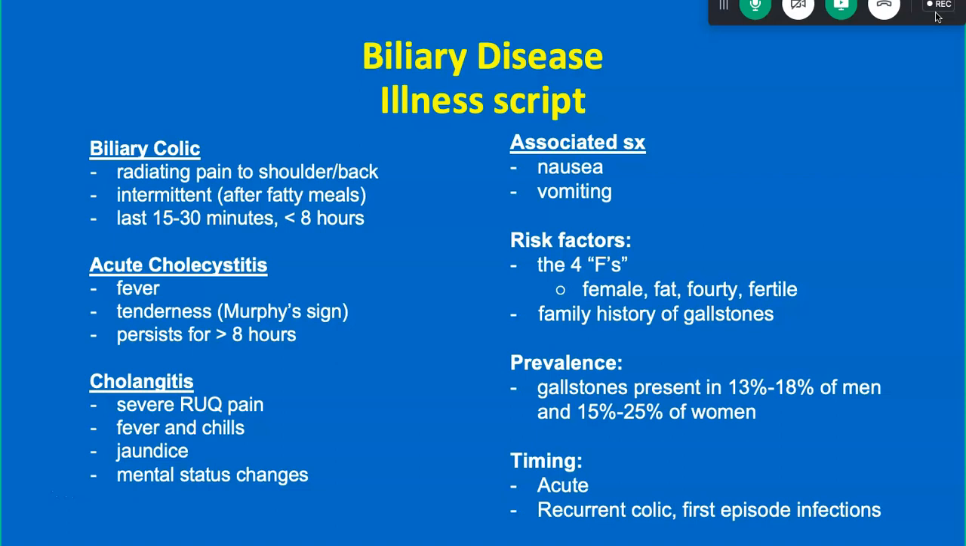The risk factors for gallstones in general, not my favorite mnemonic, but probably everyone's learned the 4 Fs: female, fat, 40, and fertile. And if you have a family history of gallstones, it clues you in that they have a higher risk. The prevalence of gallstones is present in both men and women, but it's slightly more common in women. And the timing can be acute pain. If you have colic because you have gallstones, it's going to be recurrent whenever you eat fatty foods. The infection is usually going to be a first episode.